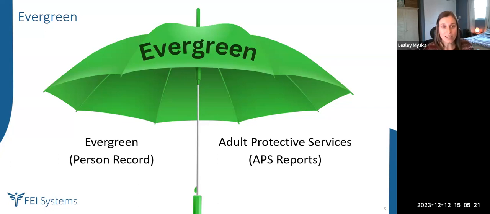It's important to discuss this because Evergreen is a shared system and the person records are shared. So our Adult Protective Services and Public Guardianship Conservatorship staff do have access to view the Evergreen person records, and they also potentially have access to edit some of that data as well. Next slide, please, Nikki.